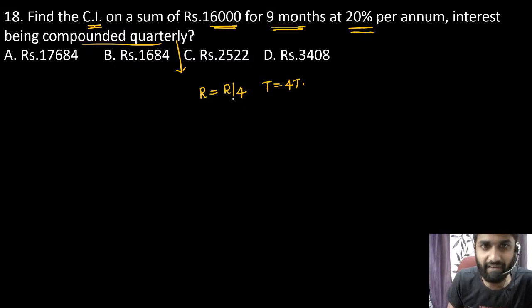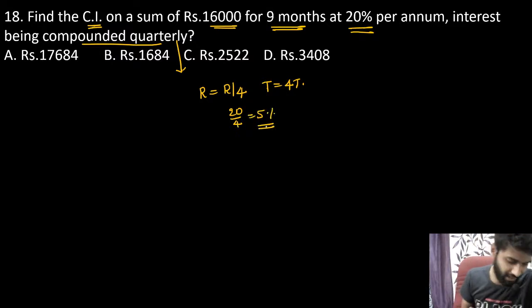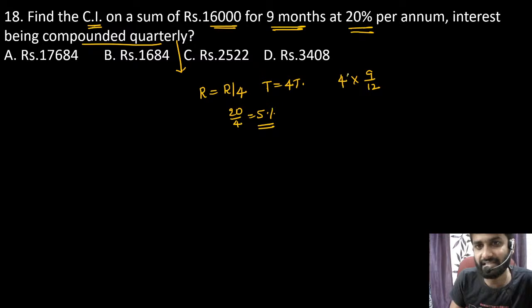Now see, rate of interest is r by 4, which means 20 by 4. 20 by 4, the value becomes 5%. And 9 months time period means 4 into 9 by 12. You just write 9 by 12. 4 ones are 4, 4 threes are 3, ones are 3. So the duration is exactly equal to 3 years.